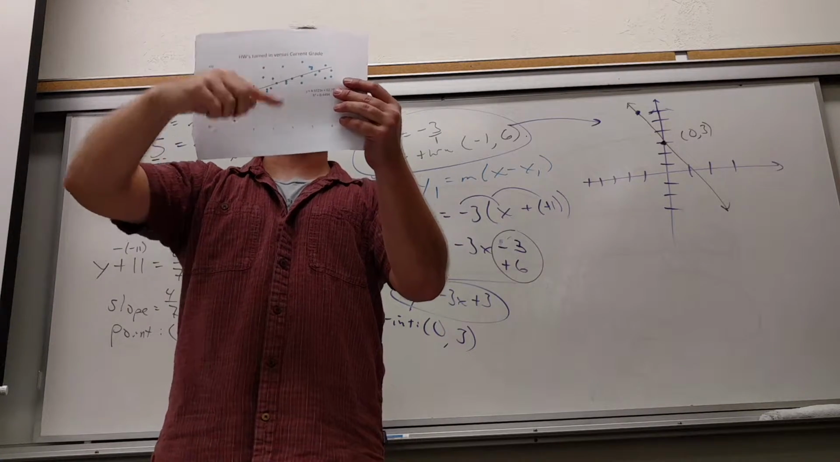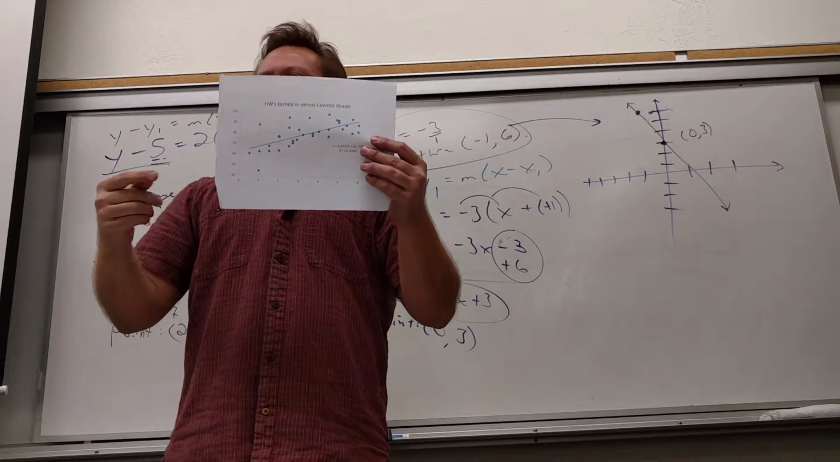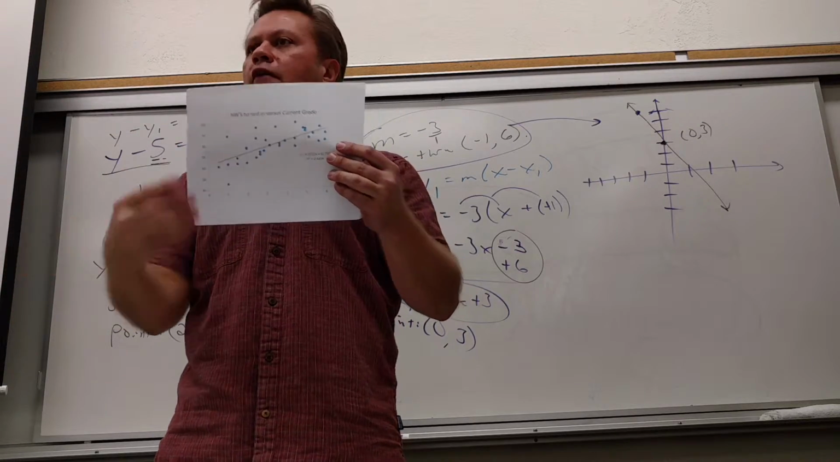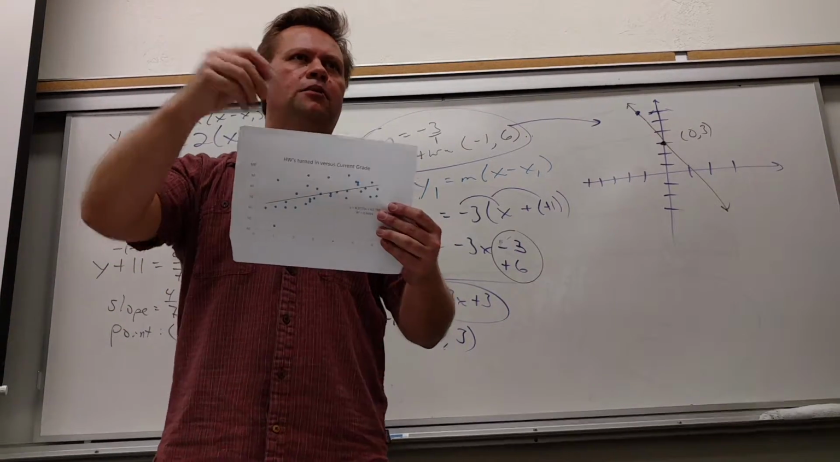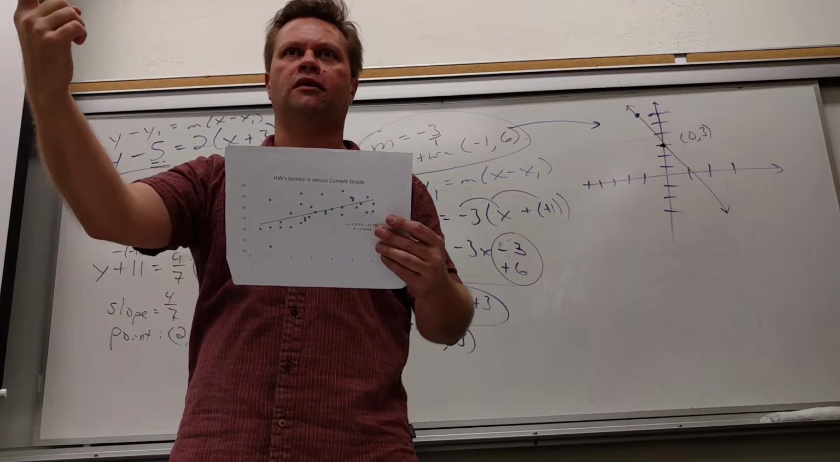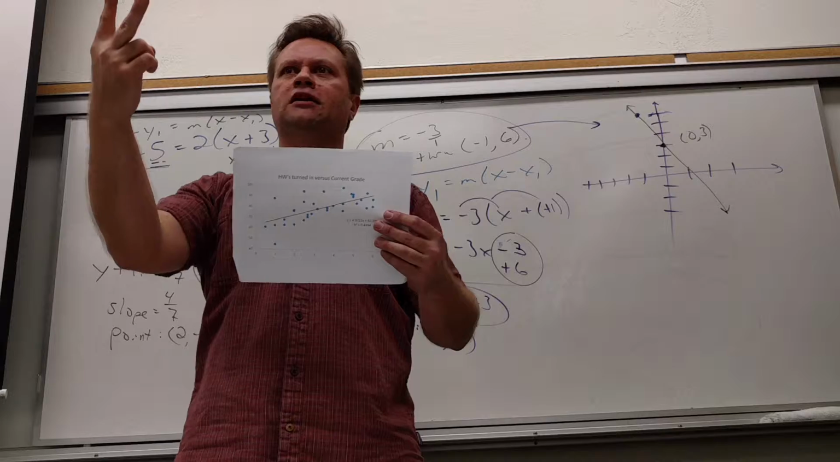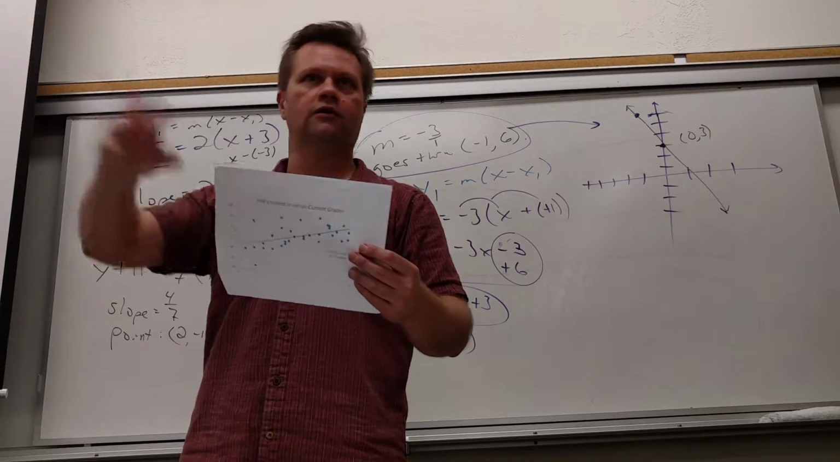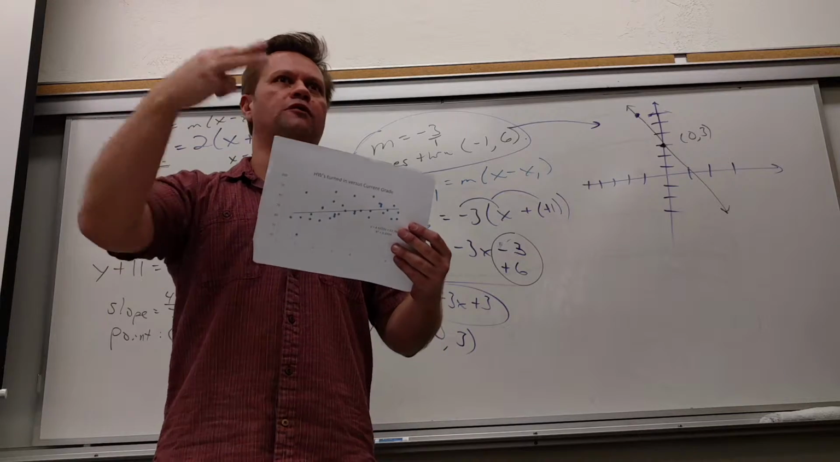Why are these points not all on the line? Because more affects your grade than just how much homework you did. Obviously, homework has an effect, but there are other variables that affect your grade, right? How much did you know when you came into class? Did you take it at the right time of day? Are you awake when I'm talking? All these other little variables. How much did you drink the night before? Stuff like that.